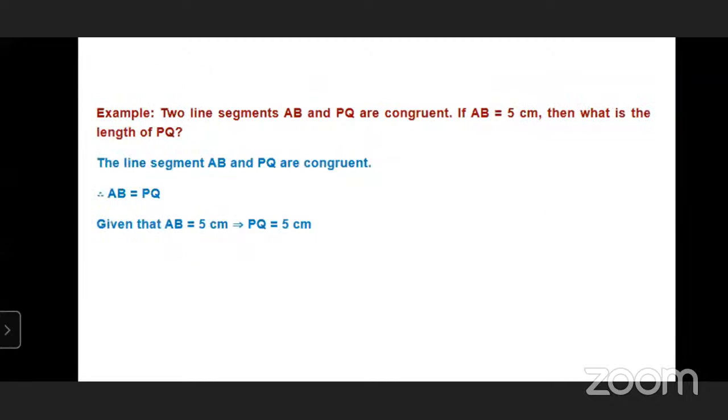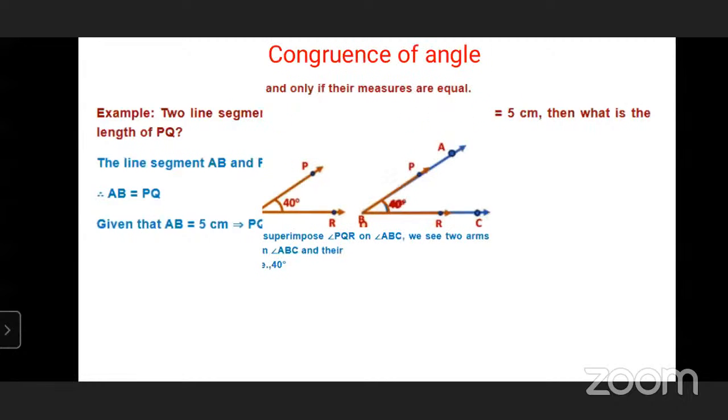Another example is here. The line AB and line PQ are congruent. The measurement of line AB is equal to 5 centimeters, and the length of line PQ is also 5 centimeters. Both lines are congruent, so we can say easily that line AB is equal to line PQ.